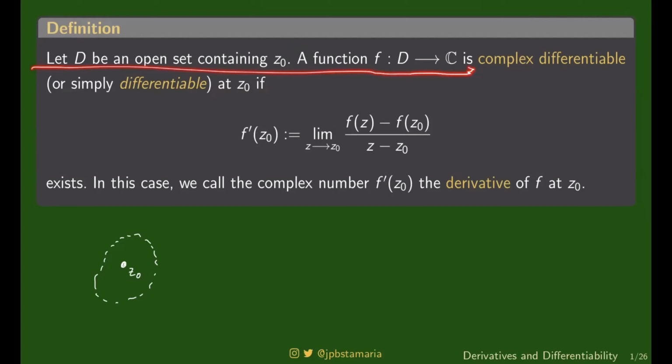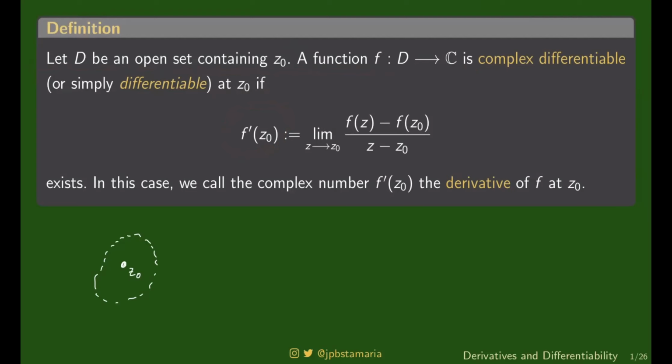Yun yung ibig sabihin ng unang condition na ito. Okay? So when can we say that f is differentiable at z-naught? Napakadali. Kung yung derivative na ito ay nag-exist. Ano ba ibig sabihin ng derivative at z-naught? It is still the limit of the quotient as shown in the definition.